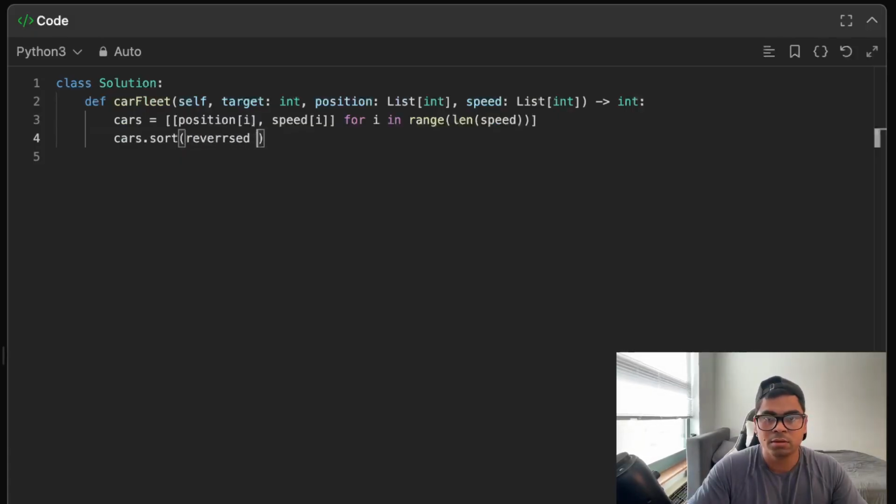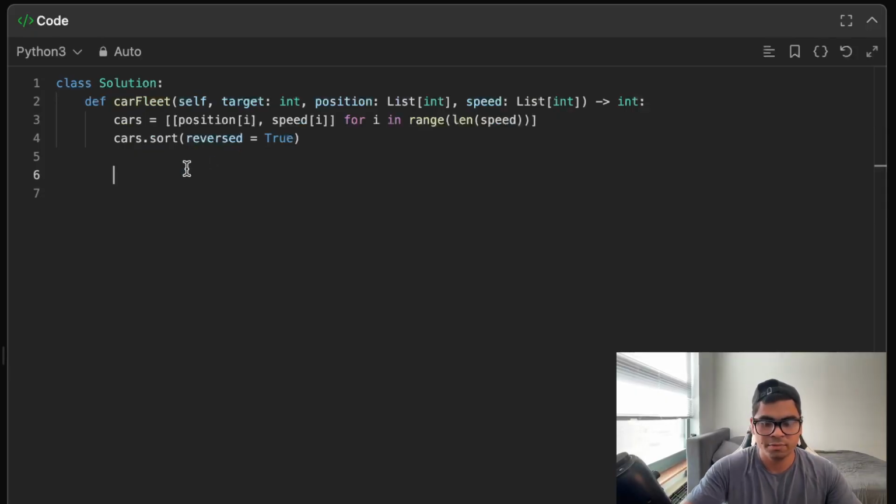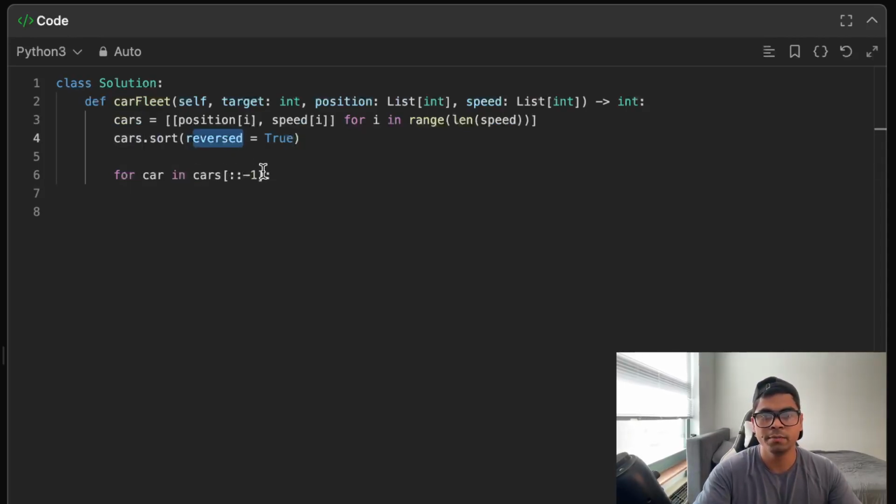Reversed equals true. You don't have to write this. When we are going for a car, so for car in cars, we could have just reversed all those cars here like this. You didn't have to write this reverse, okay? But right now, this is all reversed. Now we're good to go.